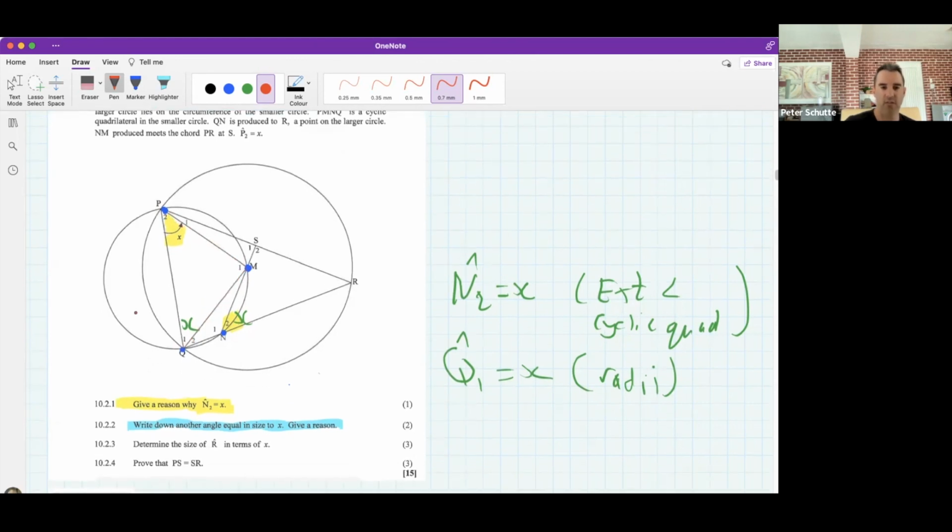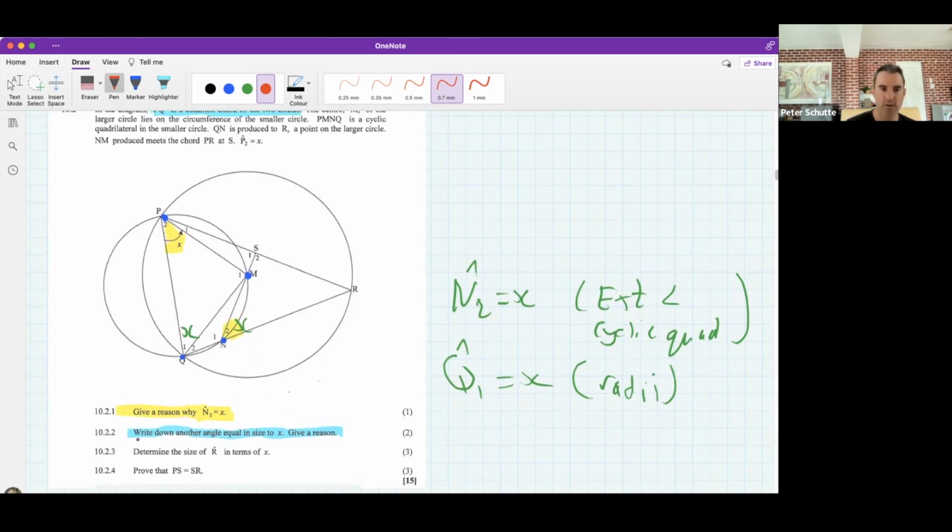Okay, now, next one. I want to know, determine the size of R in terms of X. And notice how I'm always using visual prompts to help me understand the question. I'm always giving my brain a break by making sure I know where is R. Okay, I've written my X's in. Find me R in terms of X.